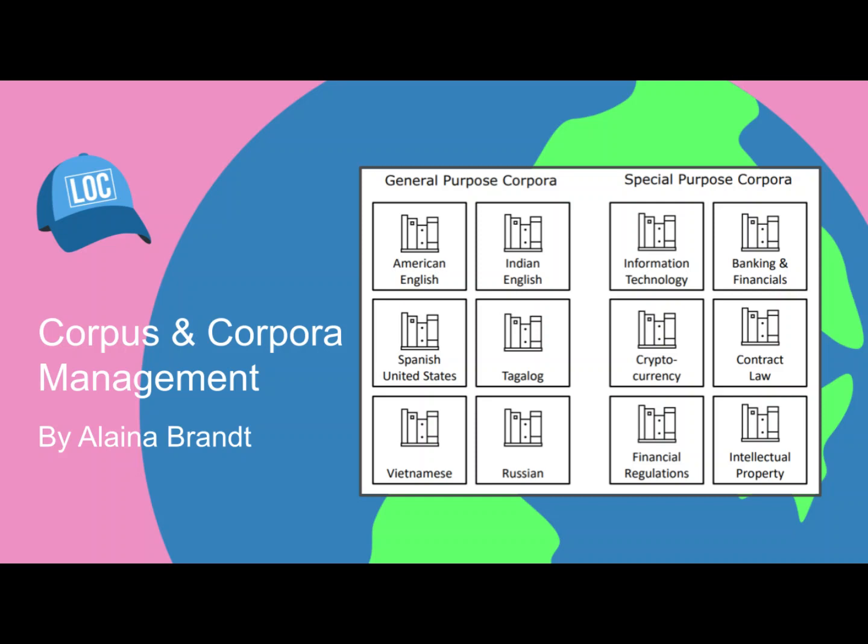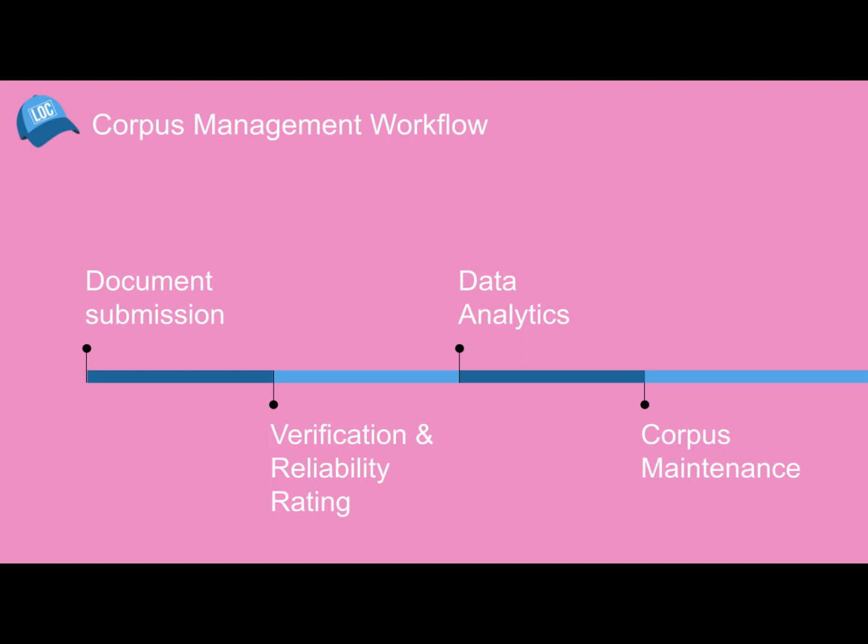Overall corpora management. You are now aware of some of the criteria for judging whether or not to include a single language document in a special language corpus. So what goes into overall corpus and corpora management? Well, corpus management consists of 4 stages: document submission, verification and reliability rating, data analytics, and corpus maintenance.